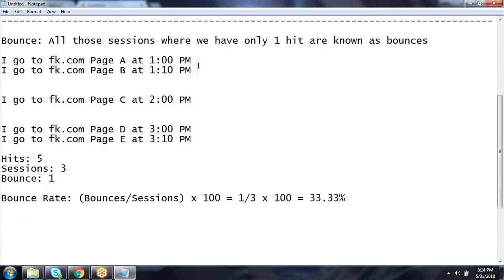Okay. Tell me something. Are you clear with 5 hits in 3 sessions? This thing makes sense to you? So that there are 5 hits in 3 sessions? Okay. So bounce is nothing but any session with only one hit is known as a bounce. Okay, Reena?